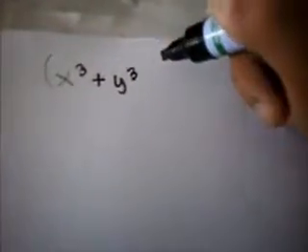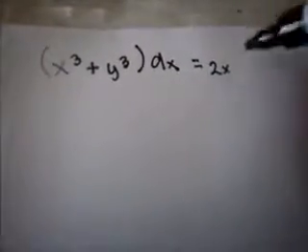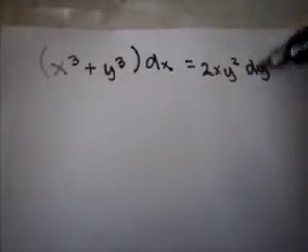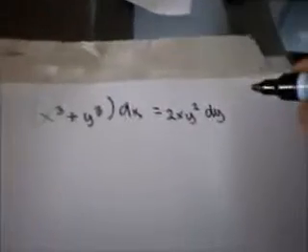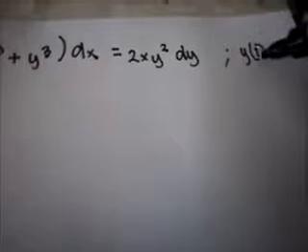Let's take a look further at another example. Now we will have an initial value problem. Answer this one, for example: this equation, x cubed plus y cubed dx is equal to 2x y squared dy. And we have here a condition, or our boundary: y of 1 is equal to 0.